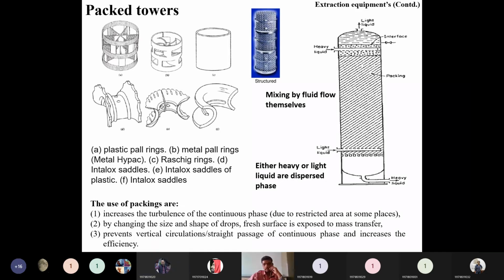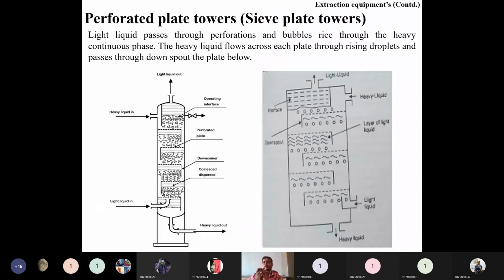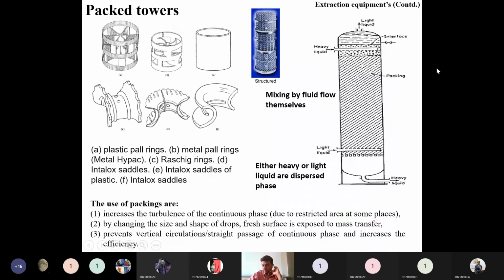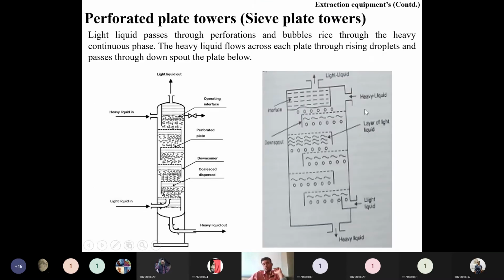Then the next one is the perforated plate tower. What is this perforated plate tower? Now the packed towers are there. Similarly, in order to have an intimate contact between two phases, instead of packing, some plates will be arranged in a distillation column.